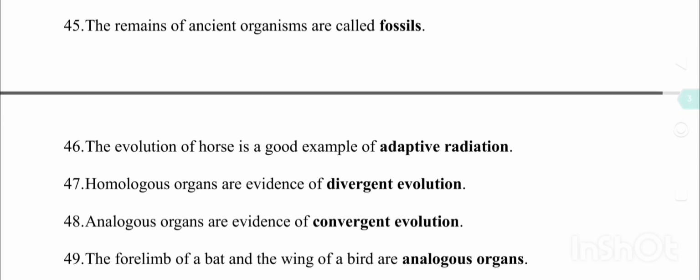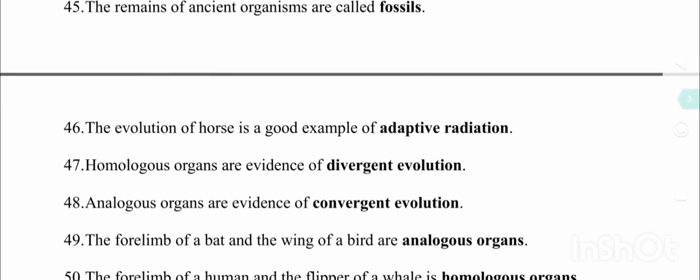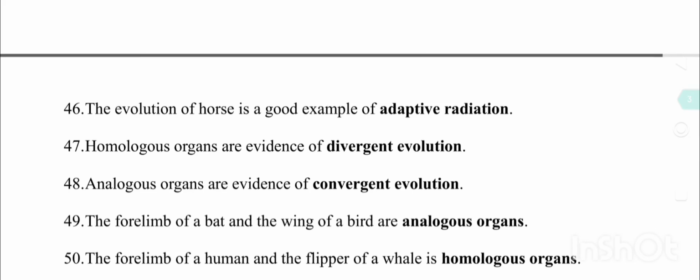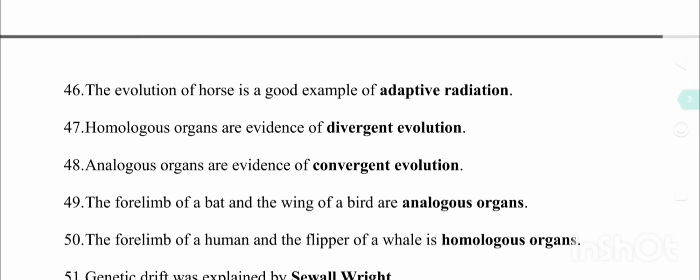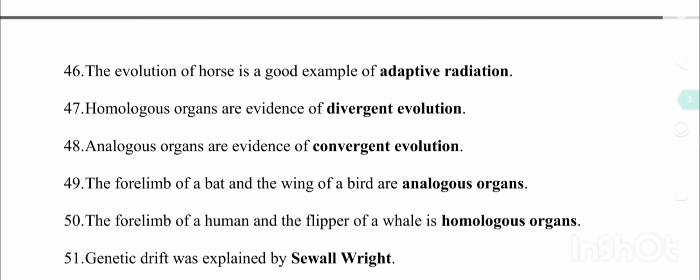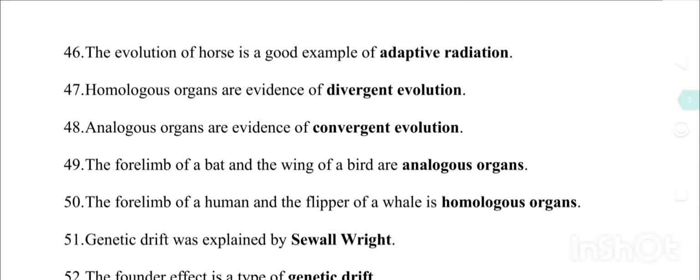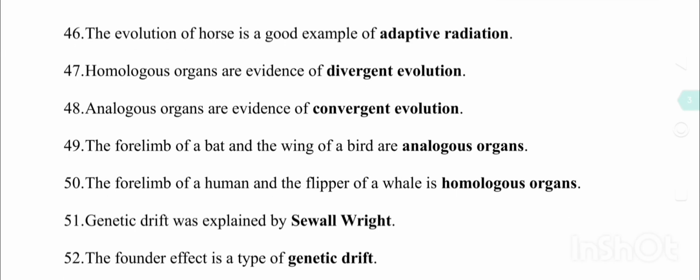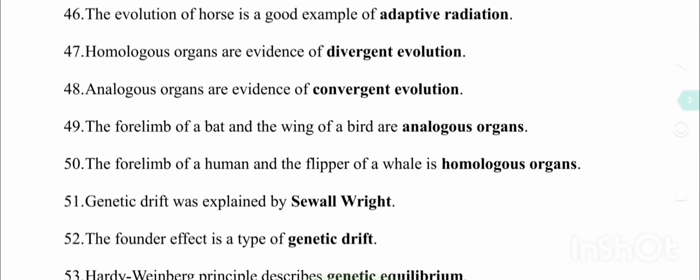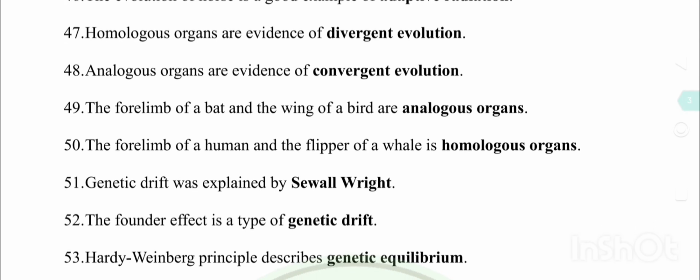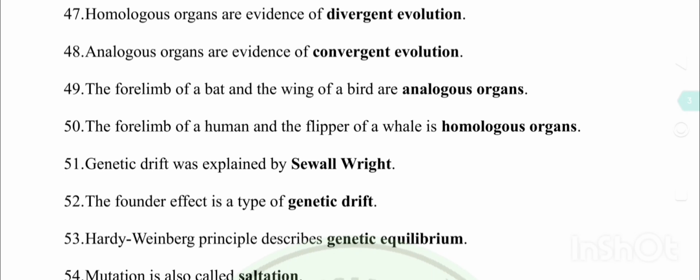46. The evolution of horse is a good example of adaptive radiation. 47. Homologous organs are evidence of divergent evolution. 48. Analogous organs are evidence of convergent evolution. 49. The forelimb of a bat and the wing of a bird are analogous organs. 50. The forelimb of a human and the flipper of a whale are homologous organs.